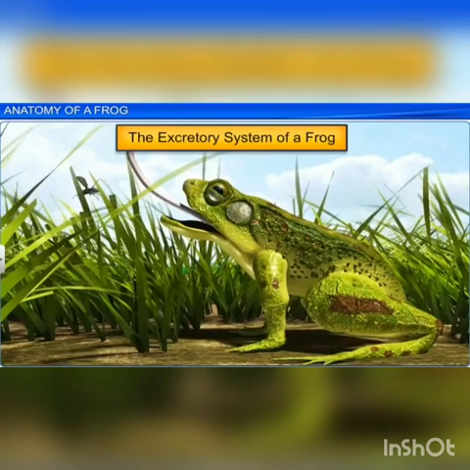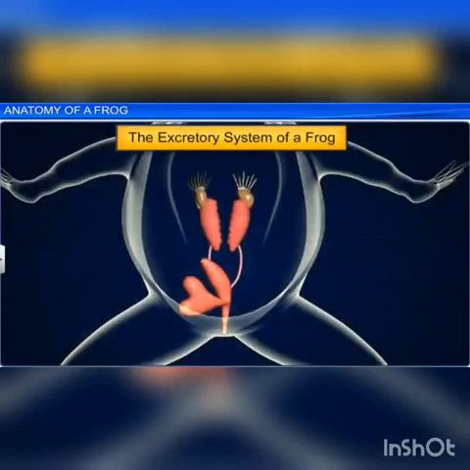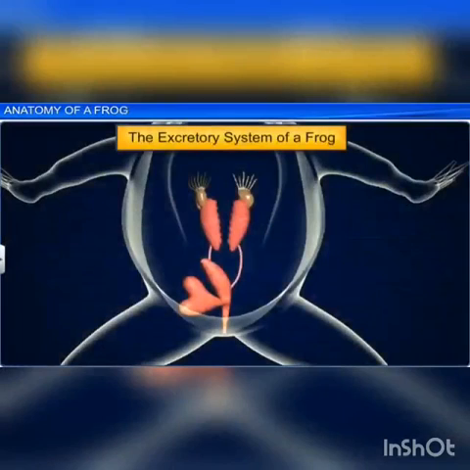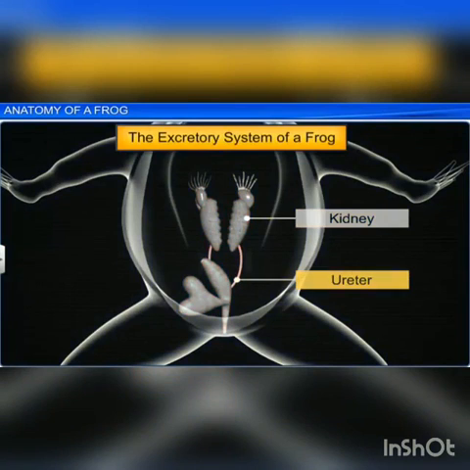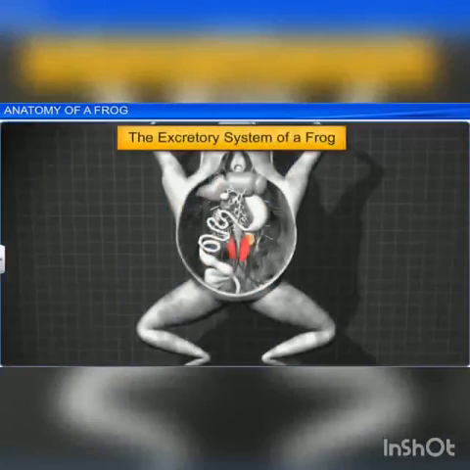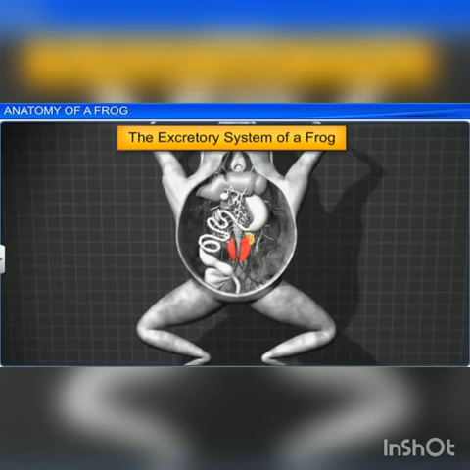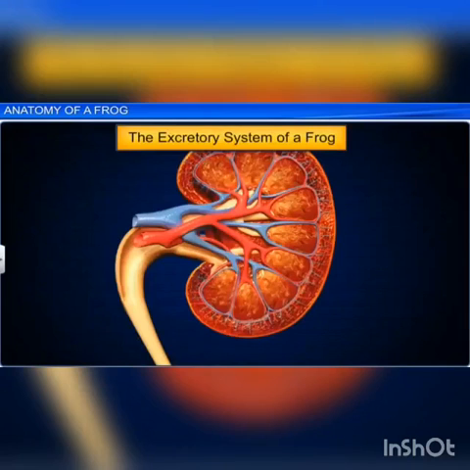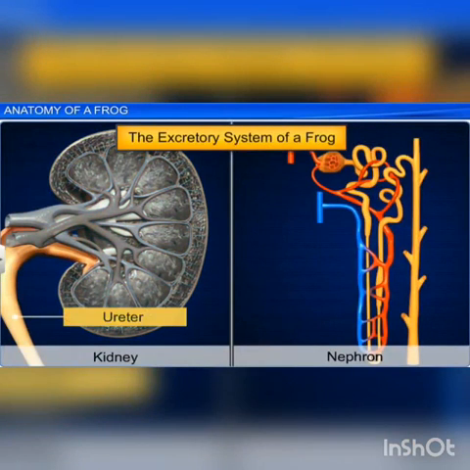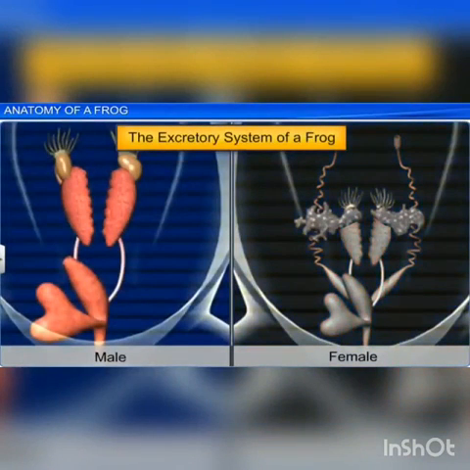Next is the excretory system. Elimination of nitrogenous waste and salt, water balance are performed by well-developed excretory system. It consists of a pair of kidney, ureters, urinary bladder and cloaca. These kidneys are dark red, long, flat organs situated on either side of the vertebral column in the body cavity. The kidneys are mesonephric type. Several nephrons are found in each kidney. They separate nitrogenous waste from the blood and excrete urea.